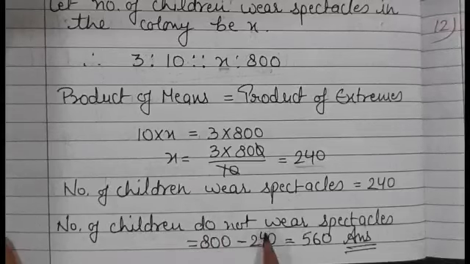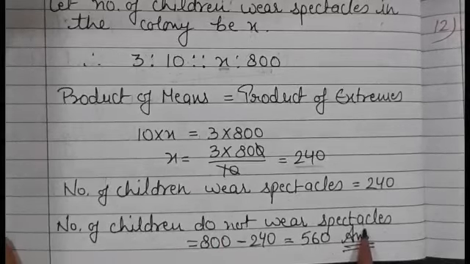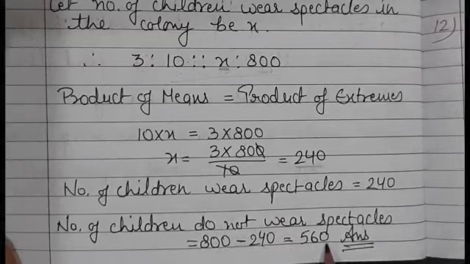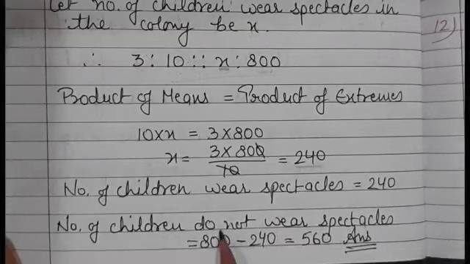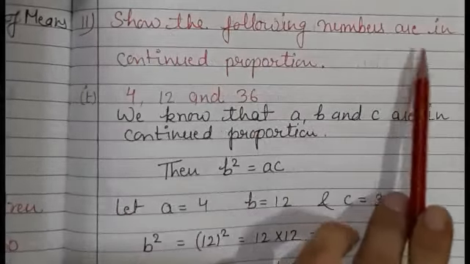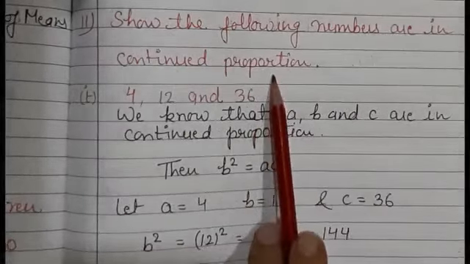The number of children who do not wear spectacles will be the total number of children minus the number of children who wear spectacles. So 800 minus 240 is 560. So that means the number of children who do not wear spectacles is 560. Clear?